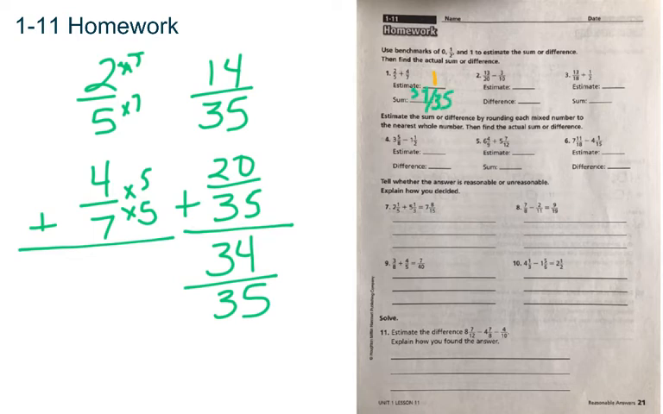34 35ths, and I can check to see that my estimate is close. Well, it's really close to 1. 34 35ths is very close to 1 because 1 would be 35 35ths. So it's very close. So I know my estimate was good.